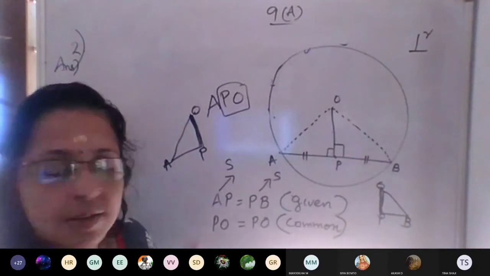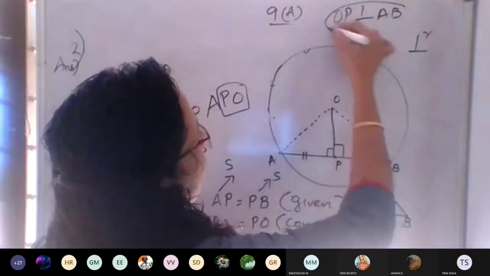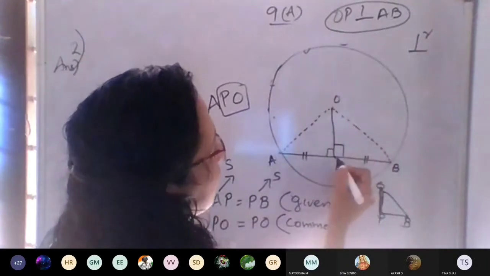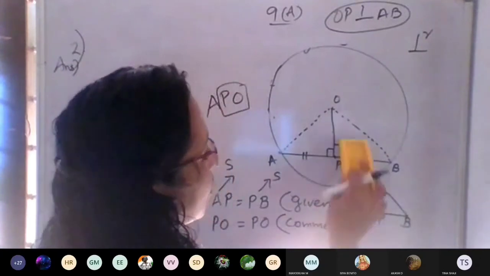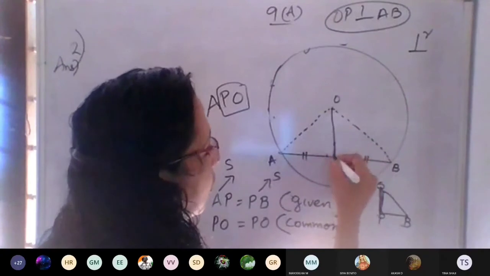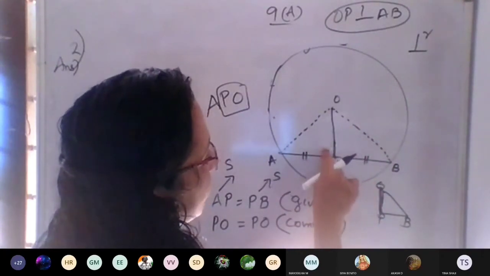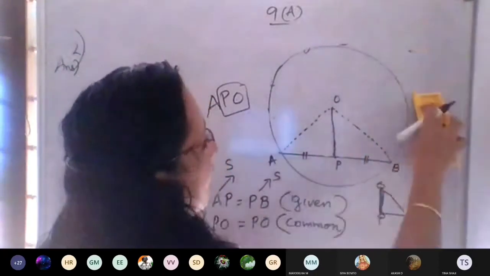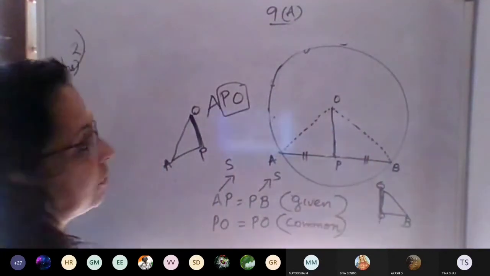Another way to represent OP perpendicular to AB is that we have to prove this angle P is 90 degrees. So how can we write this as 90 degrees? It is not given. We have to prove it, so don't do it that way. Understood? Only the given sides. This angle we have to find out. So don't think that this is 90 degrees. So we can directly write RHS.